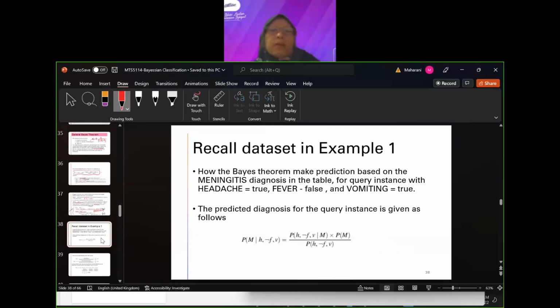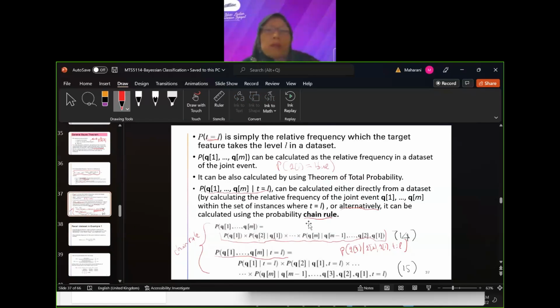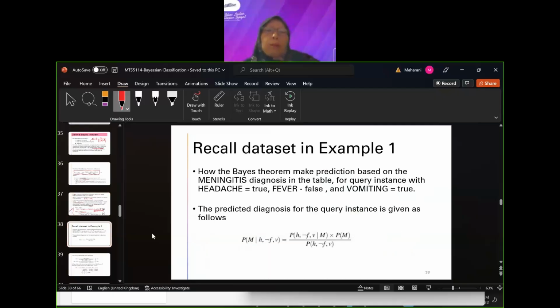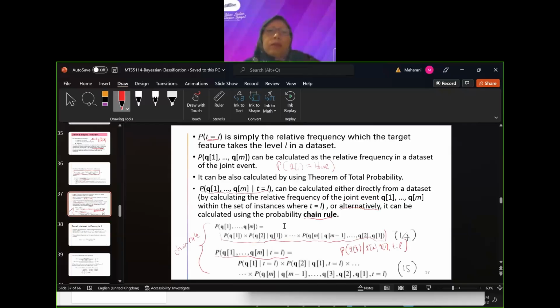Okay. Now we're going to look at an example, and how we implement this rule in the problem. So we look again at our data set, which is about meningitis, headache, fever, and vomiting. Remember that? So where is it?